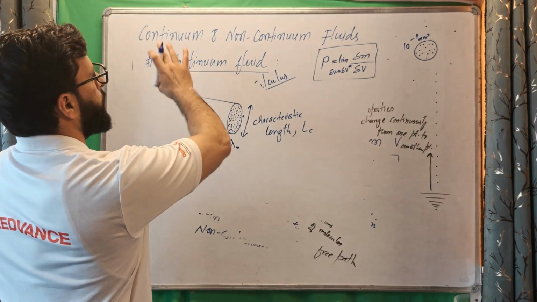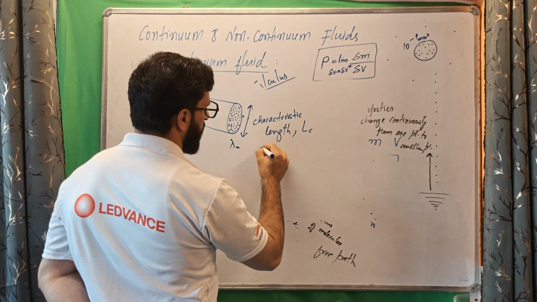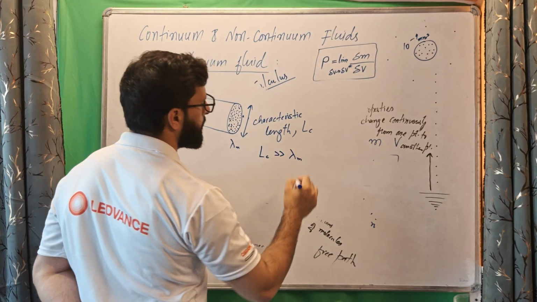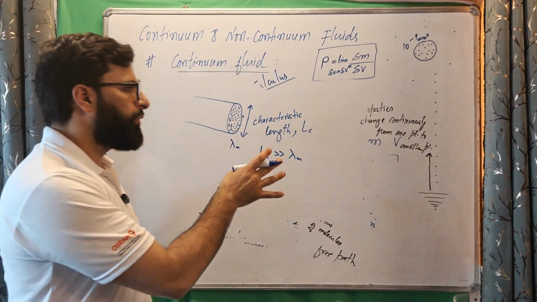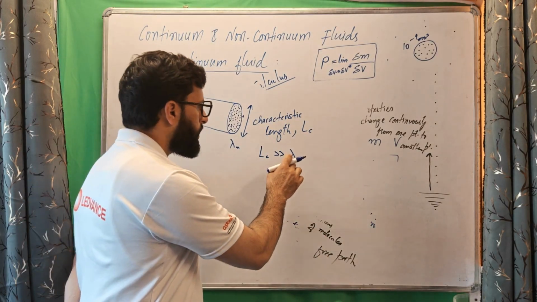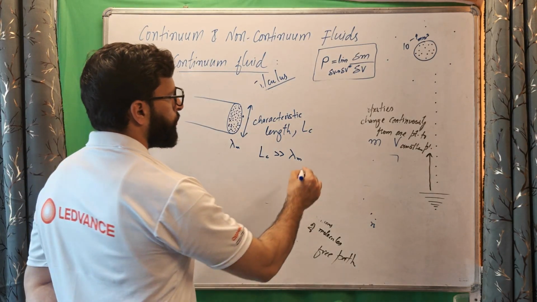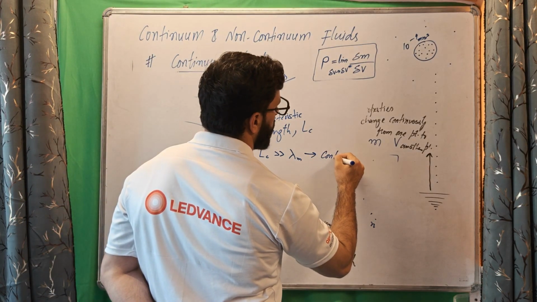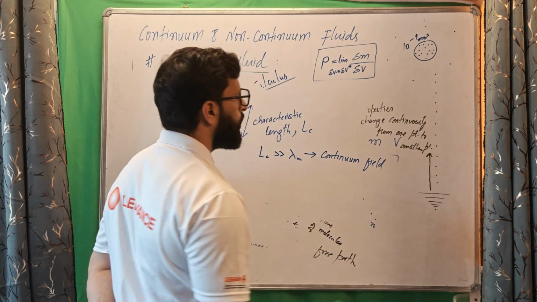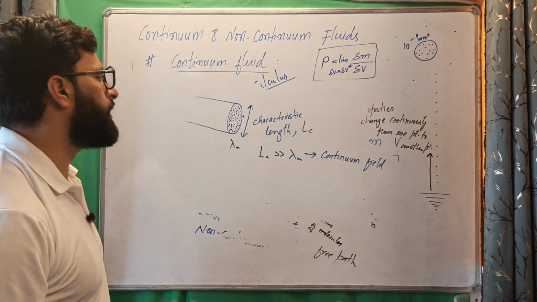Now two cases, continuum fluid and non-continuum fluid. For continuum fluid, the characteristic length will be much larger than the mean free path. So whenever we have a fluid flow problem in front of us, we see what the characteristic length is and what the mean free path is. If the characteristic length is much larger than the mean free path, we conclude it is a continuum fluid. And the equations that we have derived for continuum fluid, we will apply here and study it.